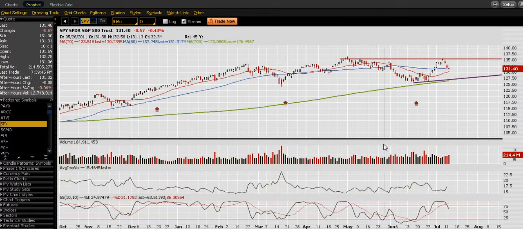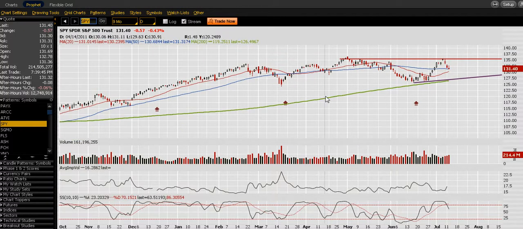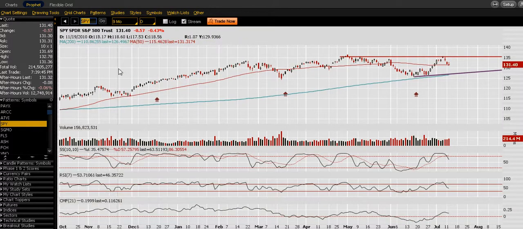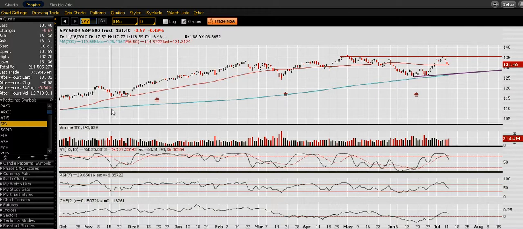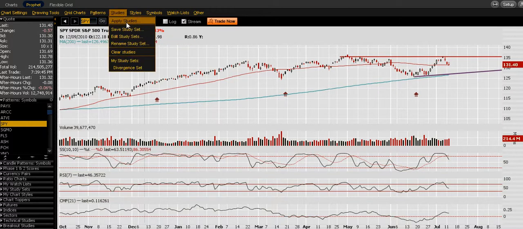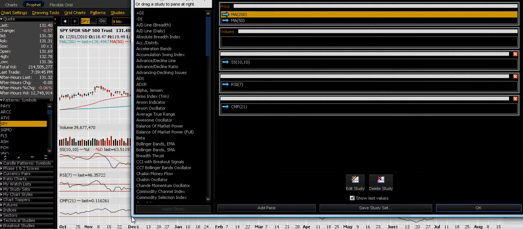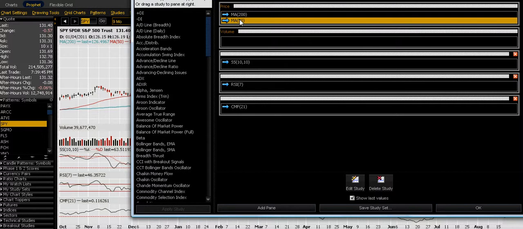Okay, so I'd look at that and say, alright, I want to trade this stock somehow. Then I will switch my study set to the one that I call the divergence set. And that is composed of, and you might need to view this in HD, the moving averages: the 200, the 50, and the 30.